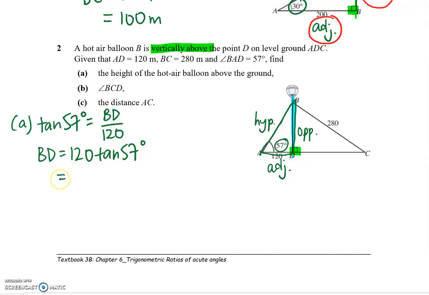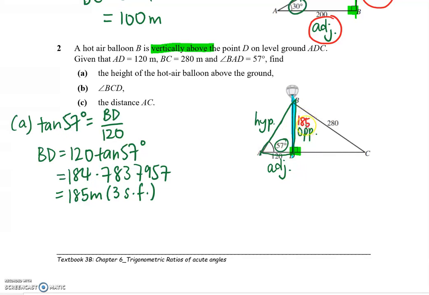Press your calculator and you will get a long string of numbers. We might need to use it later on for part B and part C, so let's write it all out first: 184.78379957. Let's round this off to 3 significant figures because we need to give our final answer, so we'll get 185 meters. Once we've obtained this, let me write 185 for BD, and that will be useful when we solve part B.